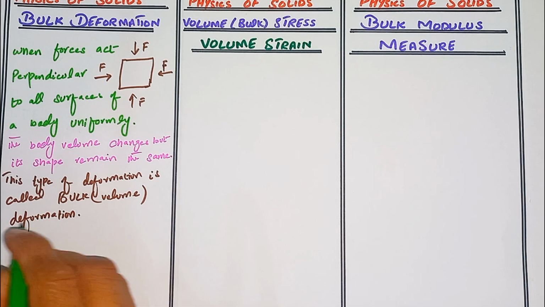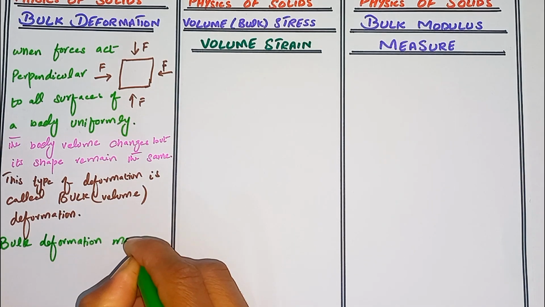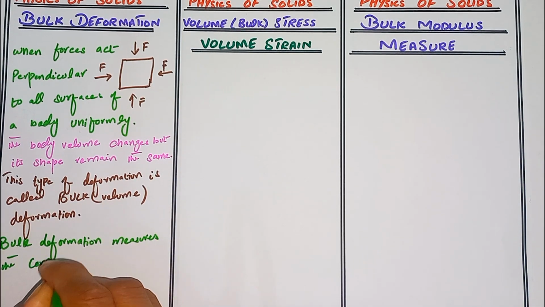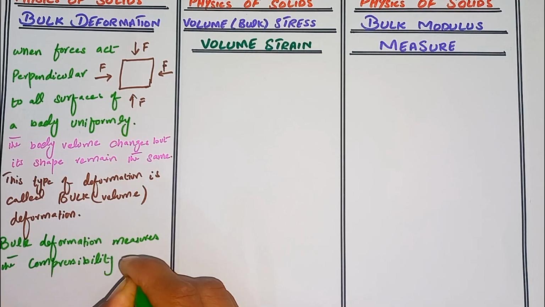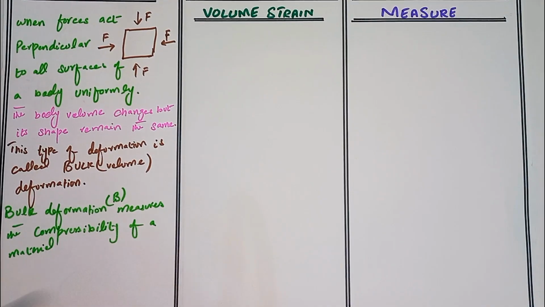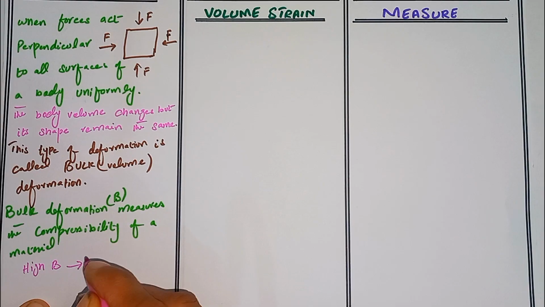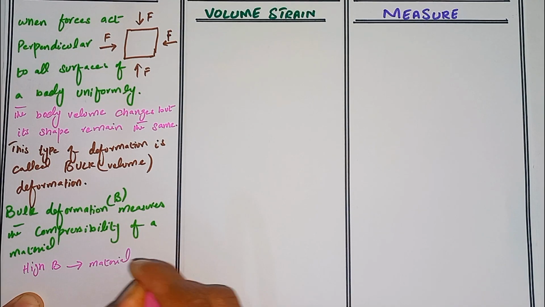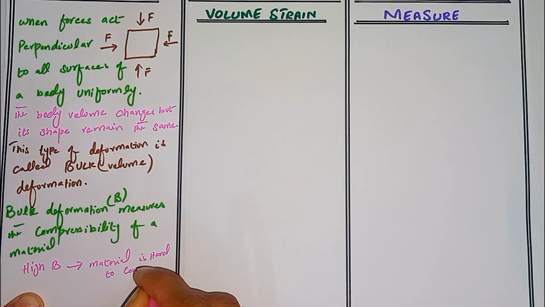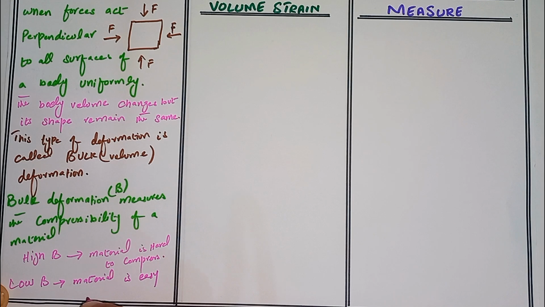Bulk deformation measures the compressibility of a material. It is represented by B. A high bulk deformation means the material is hard to compress. A low bulk deformation means the material is easy to compress. That is all we discuss about bulk deformation.